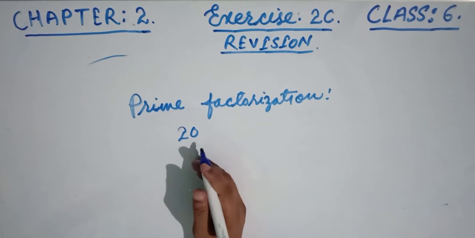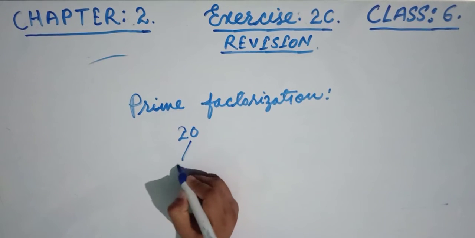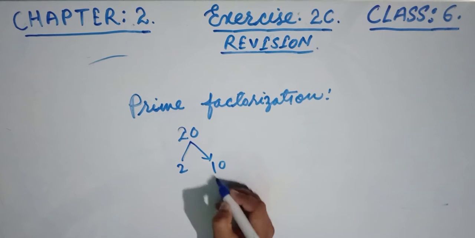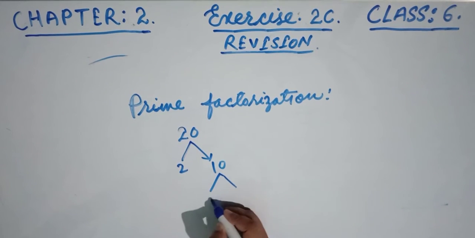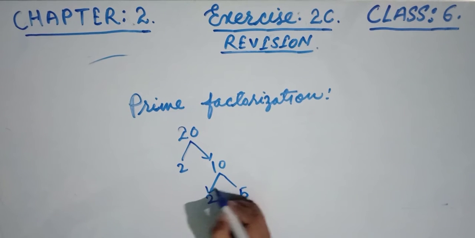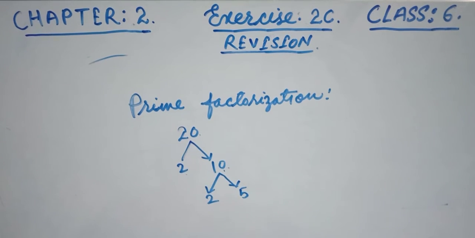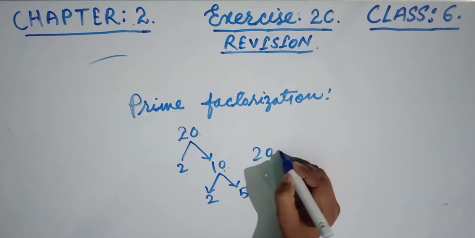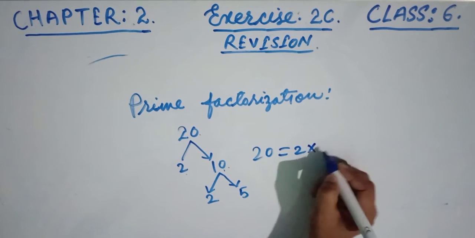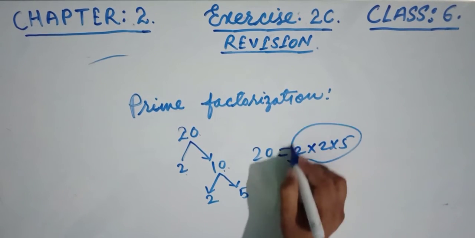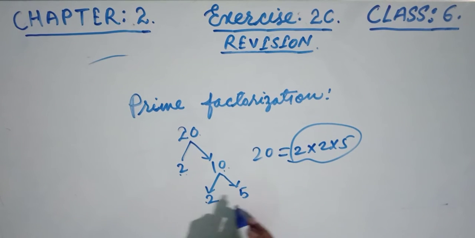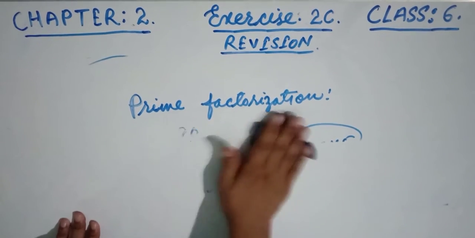Now I am going to express this 20 as a product of primes. This could be written as 2 and 10, and this 10 has two branches, 2 and 5. Have a look: 2 multiplied by 5 gives 10, and 10 multiplied by 2 gives 20. So 20 can be written as 2 multiplied by 2 multiplied by 5. These are all the prime factorization: this 2, this 2 and this 5. Similarly we can proceed with the next numbers. I hope you are clear.